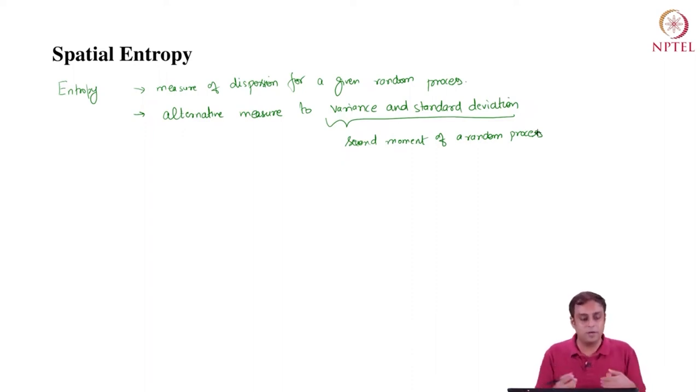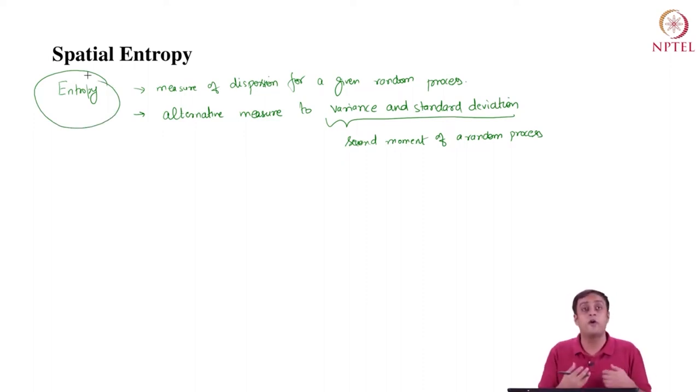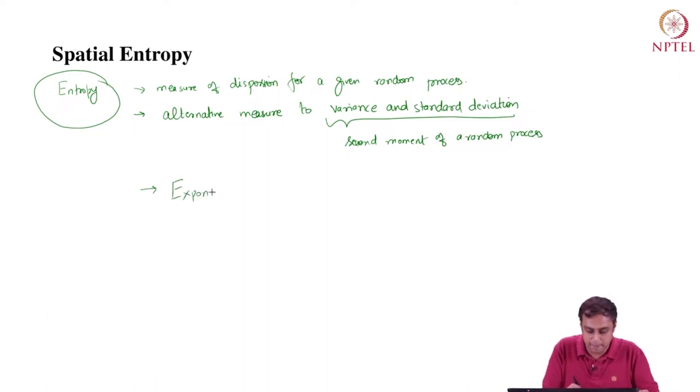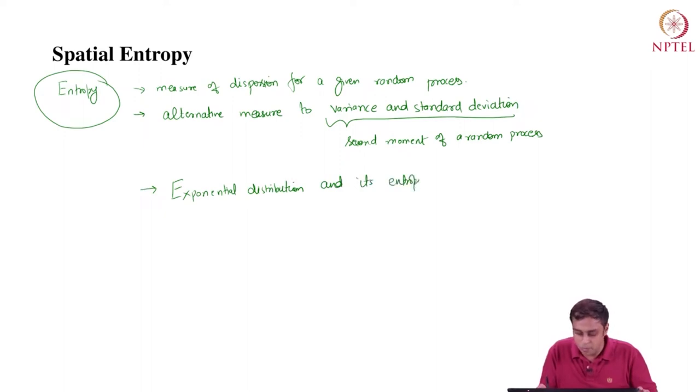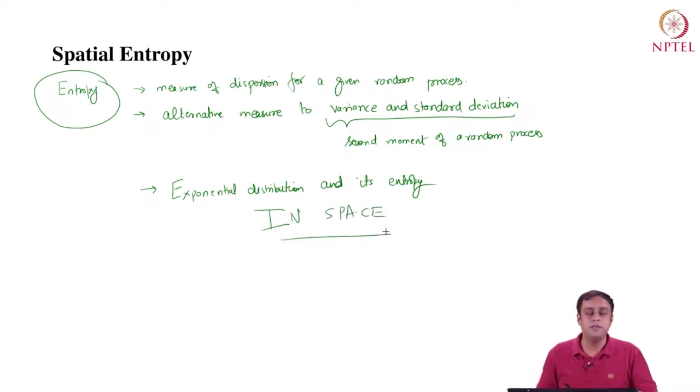So today what we are going to do is enhance or expand this idea of entropy in space. We are going to delineate what we studied as the exponential distribution, which was to model a random process that characterizes time between regularly and independently occurring events, to a spatial domain, right? So we will look at the exponential distribution and its entropy in space.